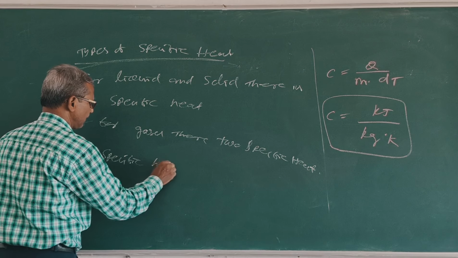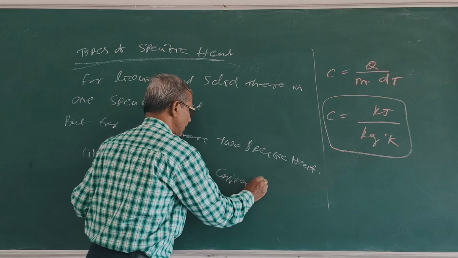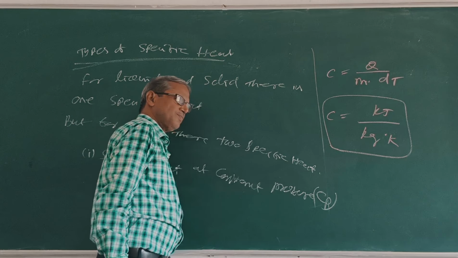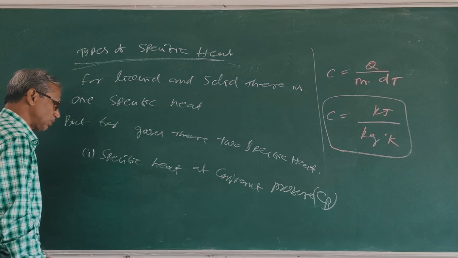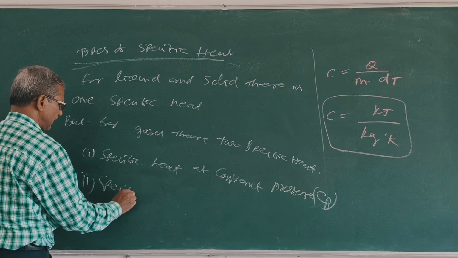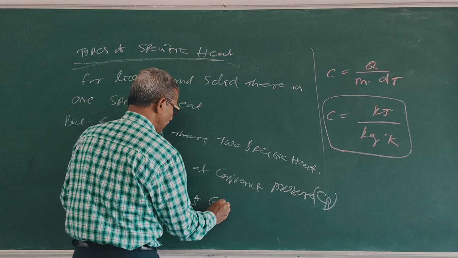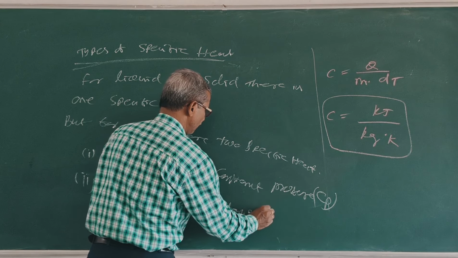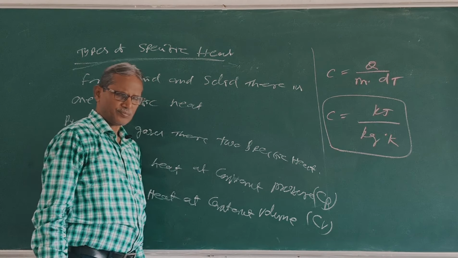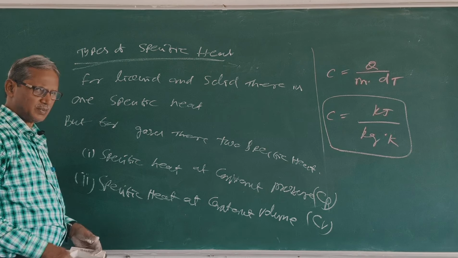Number one, specific heat at constant pressure, Cp. Clear? Number two, specific heat at constant volume, that is Cv. Clear? Now we will define what is Cp and what is Cv.